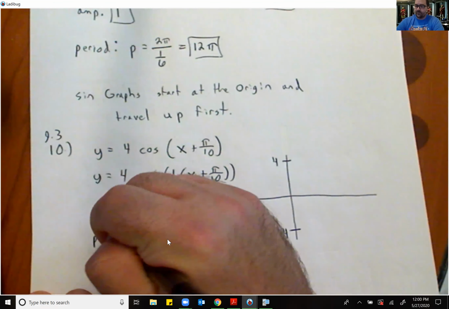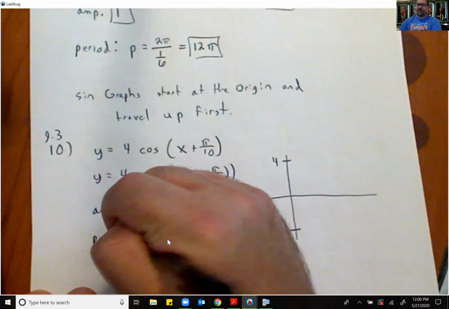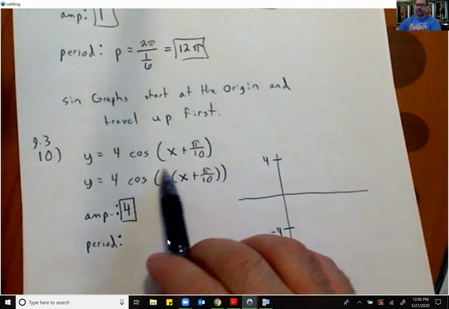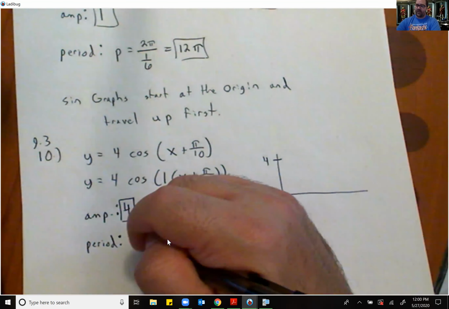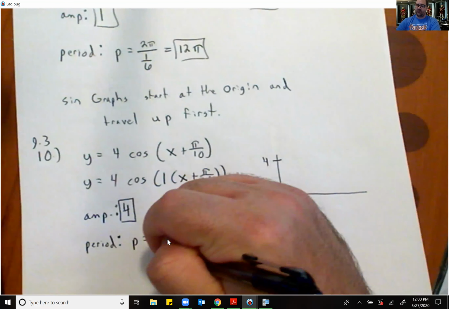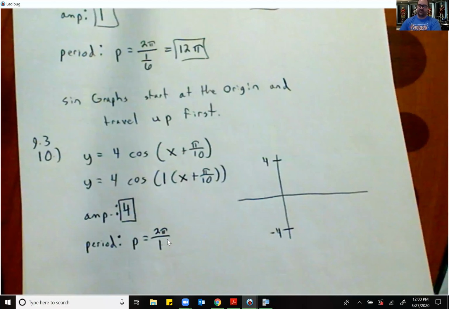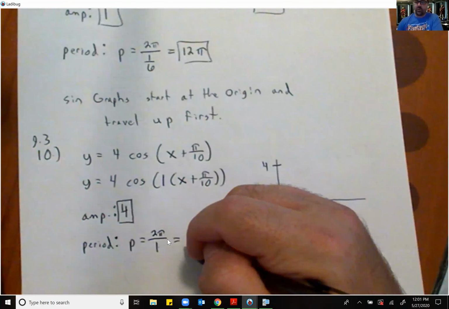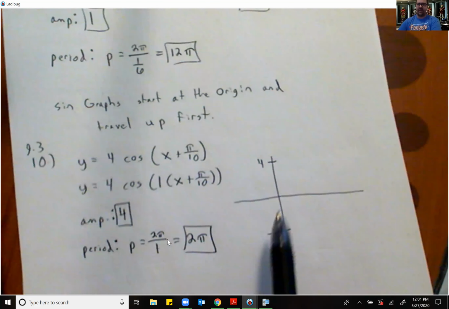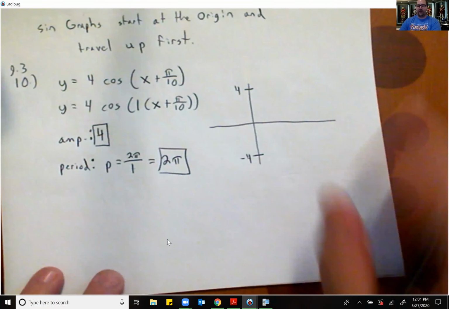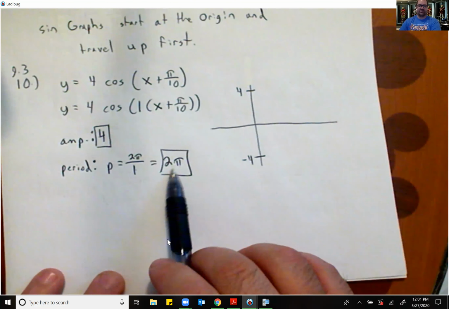Okay? So the period of this guy will be whatever this one is. Remember, in order to find the period, because it's cosine, we're going to take 2 pi divided by b, which is 1, because that's the b. So 2 pi divided by 1 is 2 pi. So we haven't changed the period. So in that little toolbox that pops up on my math lab, you will tell it to keep the period at 2 pi.